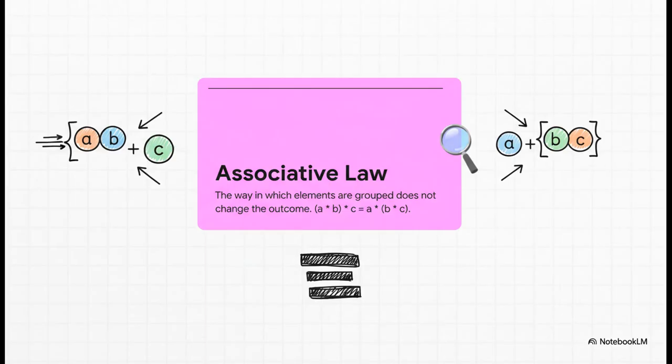All right, next up is the associative law. You probably remember this one from school. All it means is that when you're combining a bunch of things, it doesn't matter how you group them. The little parentheses can move around, but your final answer is always going to be the same.